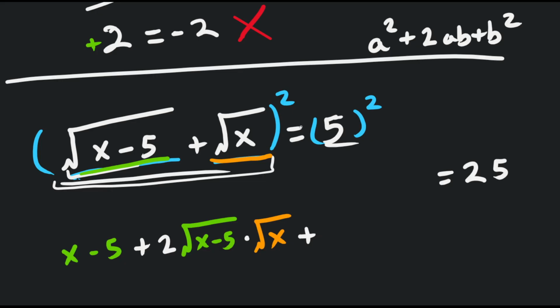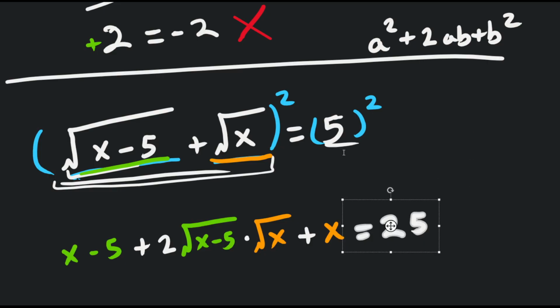So what is our b squared? Our b is radical x, so radical x squared. And again, the square and the square root right here cancel each other out, so we're actually just left with x. Let me rewrite it, x. And again, this all equals the 25 that we evaluated on the right side of the equal sign. 5 squared is 25.